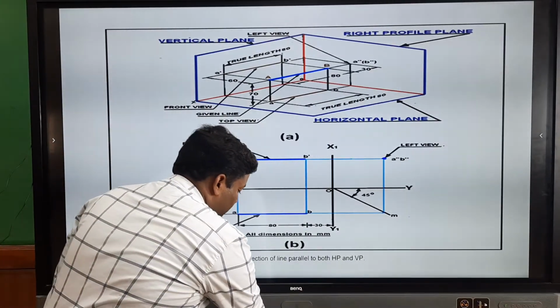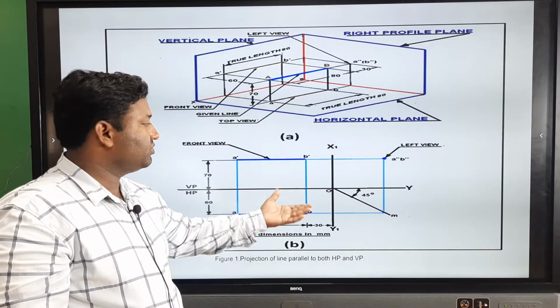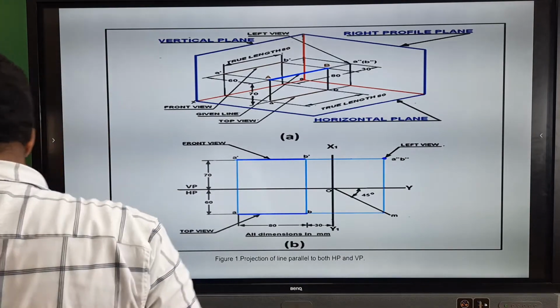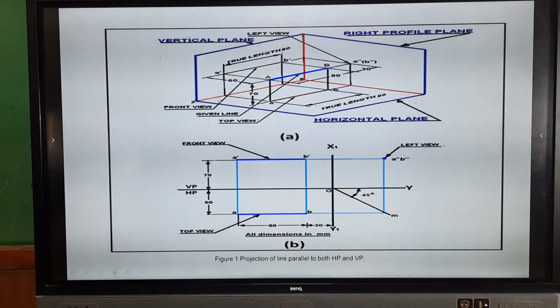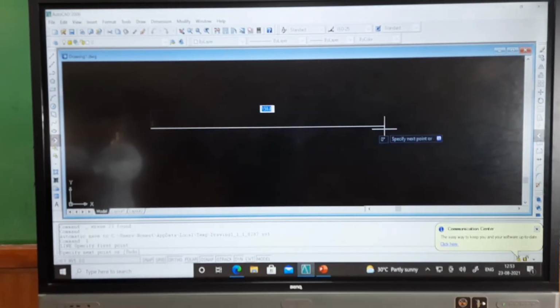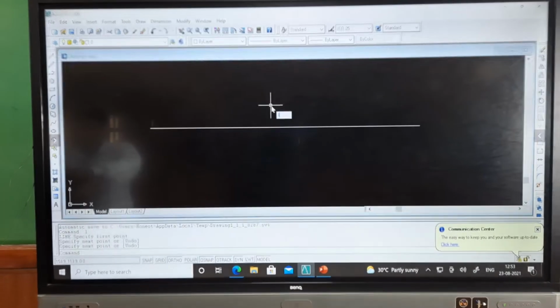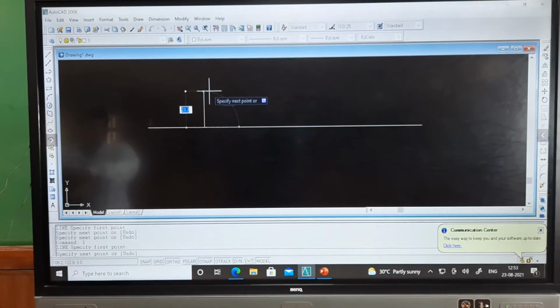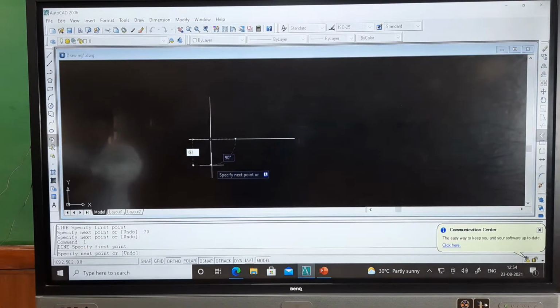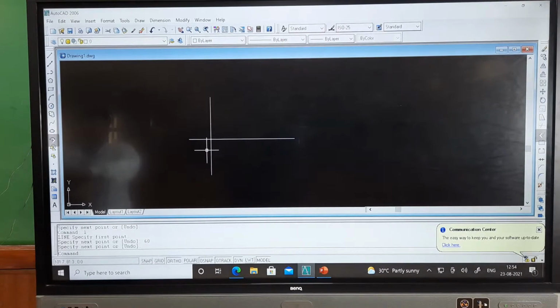For this diagram, using the same line command and the point, we can complete it. If you want, we can draw this line in AutoCAD also. Suppose here is the AutoCAD line, I am drawing a line like this. One end of the line is 70 mm above the HP, and the other end is 60 mm in front of the VP. Both these lines I will change by layer to yellow because they are the projection lines.